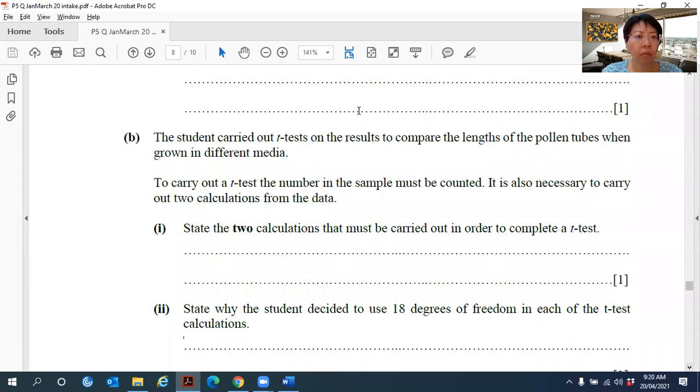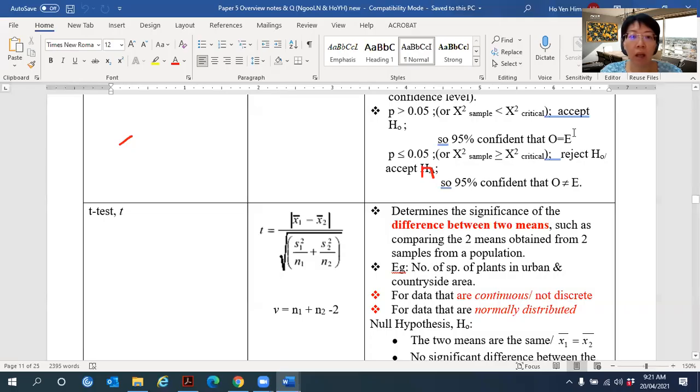B, the student carries out a t-test on the results to compare the lengths of the pollen tubes when grown in different media. To carry out a t-test, the number in the sample must be counted. So this is actually n, okay? And it is also necessary to carry out 2 calculations from the data. So in calculating the t value, the formula that you need.